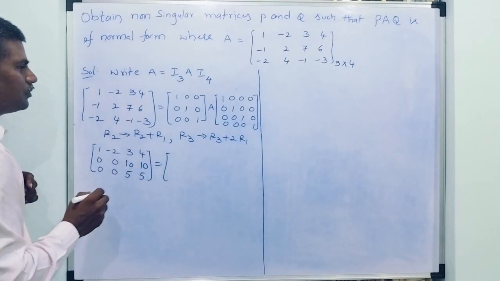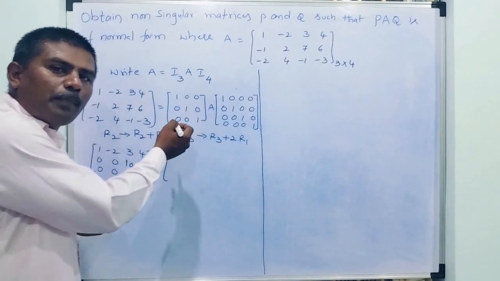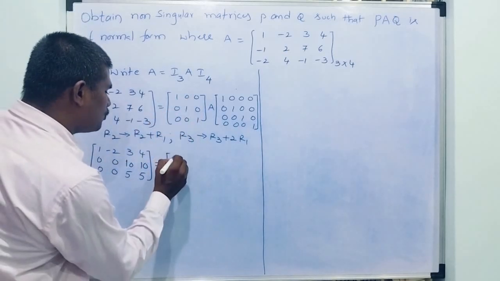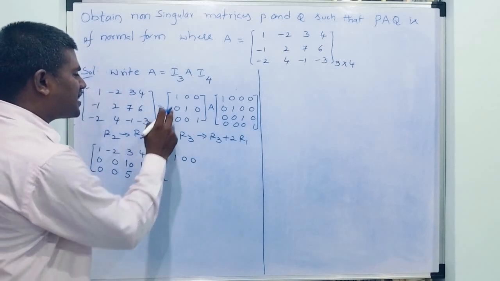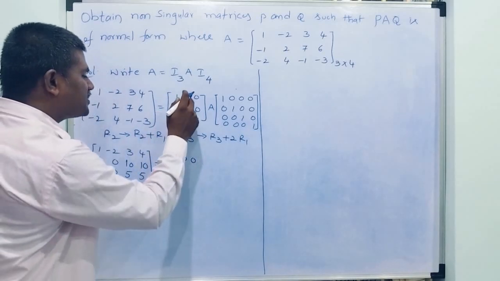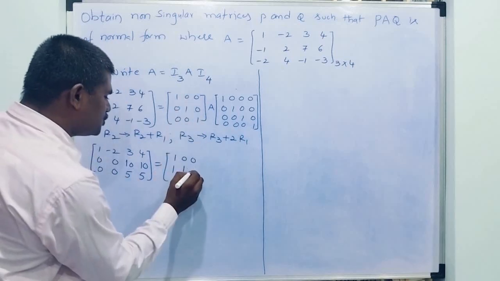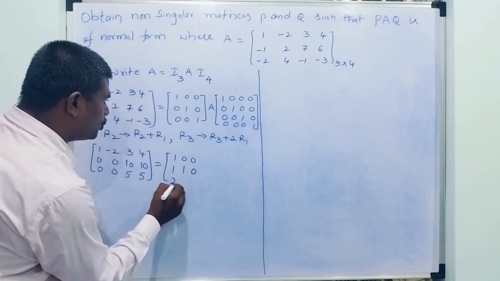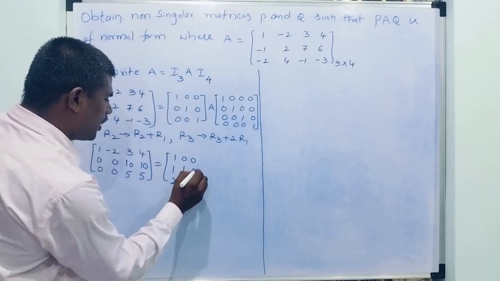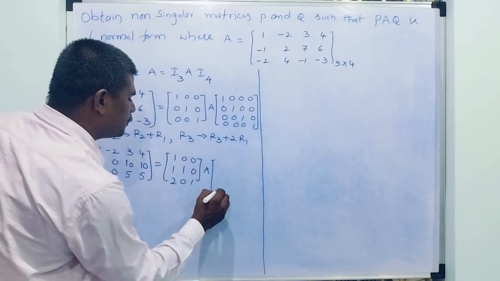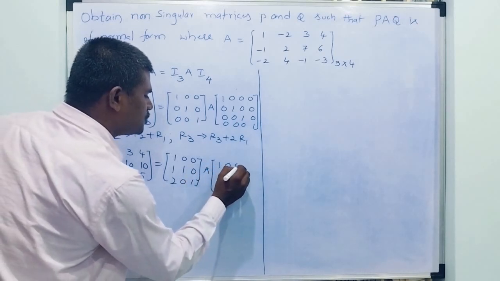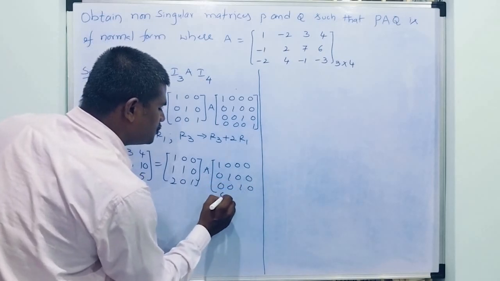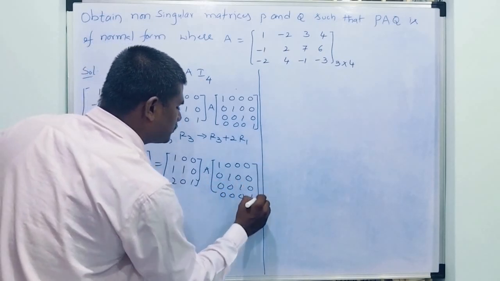Now the same row operation should be applied on the prefactor of the RHS. No change in the first row: 1, 0, 0. R2 plus R1 gives 1, 1, 0, and R3 plus 2R1 gives 2, 0, 1. And no change in the postfactor, that means the identity matrix of order 4.